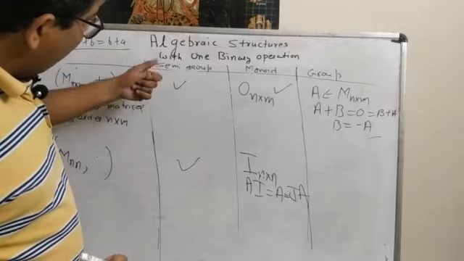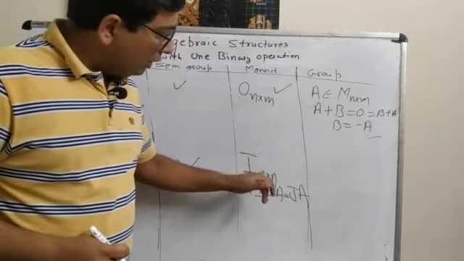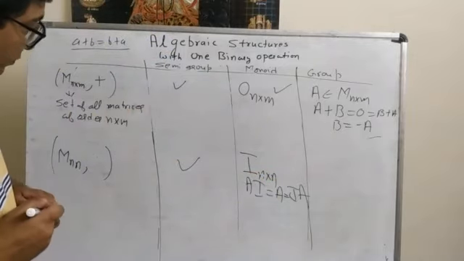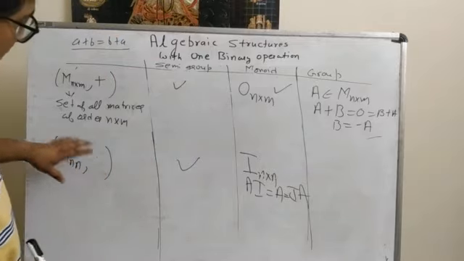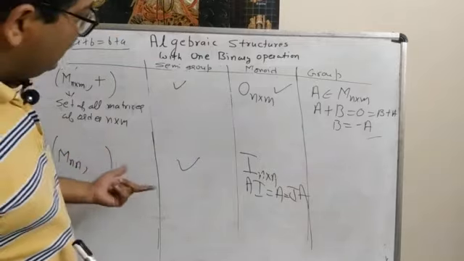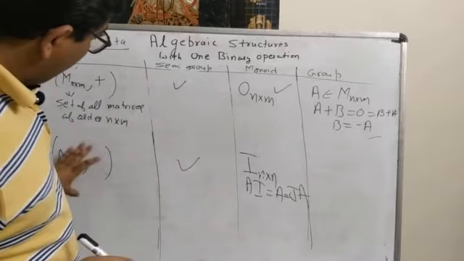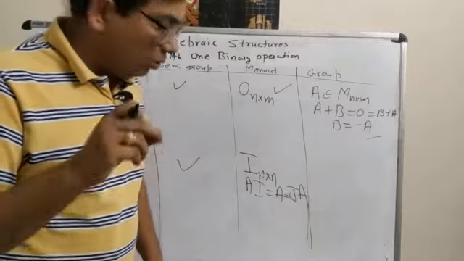So till now we have seen that it is a semigroup, it is a monoid, and the identity matrix of the order n cross n is the unity of this particular matrix. Now let us see whether this is a group or not. To check whether it is a group or not, we have to check whether the inverse of every element exists or not.